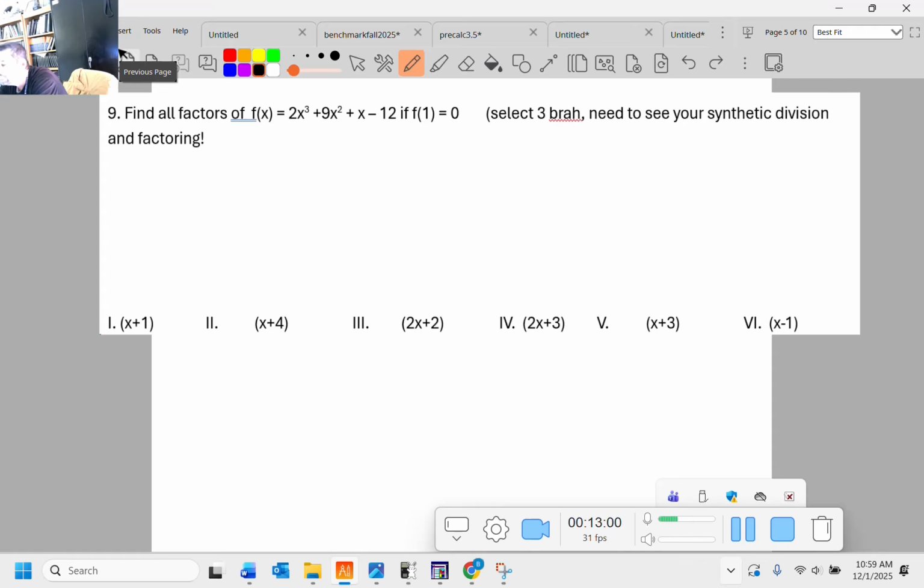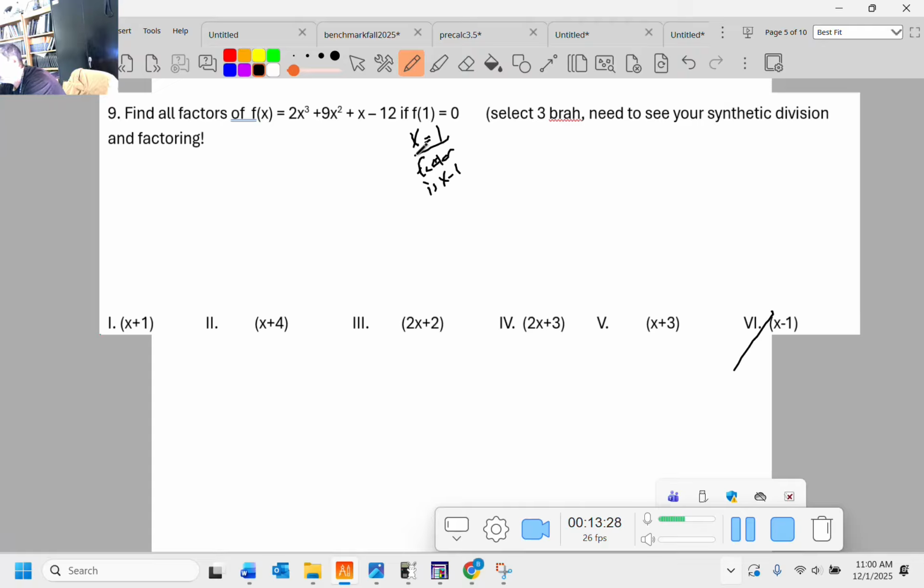Find all the factors of f of x equals 2x cubed plus 9x squared plus x minus 12 if f of 1 is 0. I'm going to start right there. That says x is 1, which means the factor is x minus 1. Change signs when you become a factor. That's what you do. It is a select 3, by the way. You're supposed to select 3.